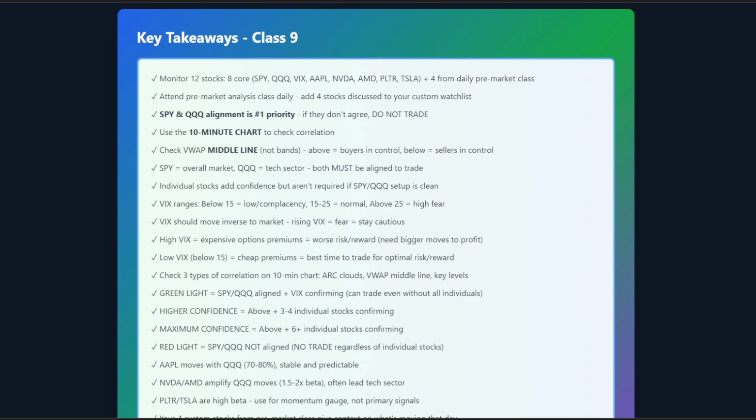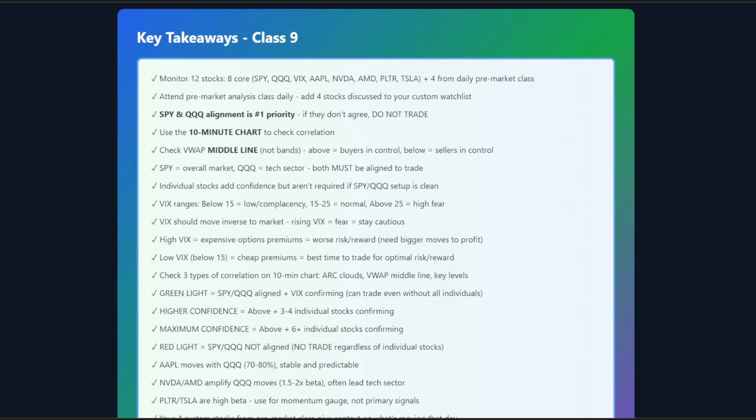VIX ranges: below 15 equals low complacency and a steady market. 15 to 25 is a medium market, right? And above 25 is a high fear, highly volatile market, right? VIX is inverse to the market.